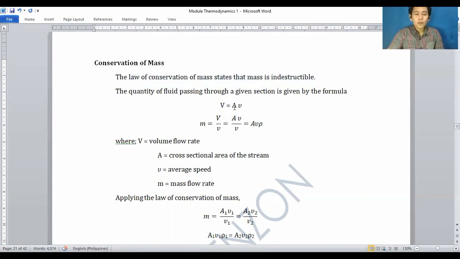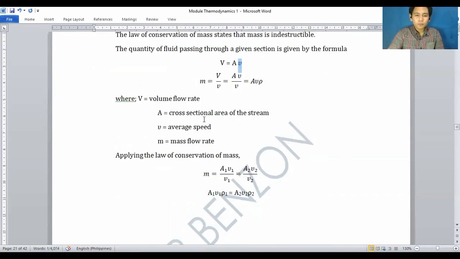Let's say, for example, volume flow rate is equal to area times its velocity.